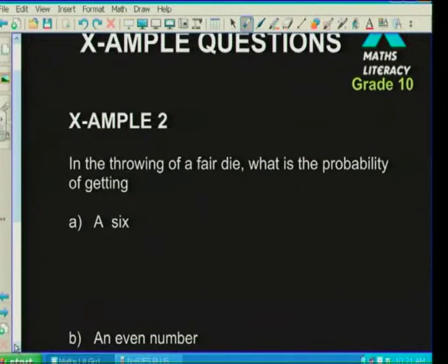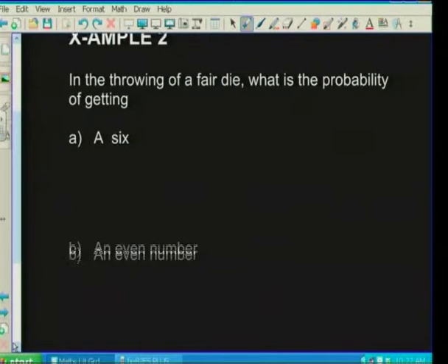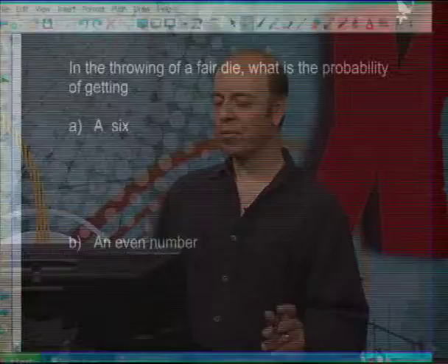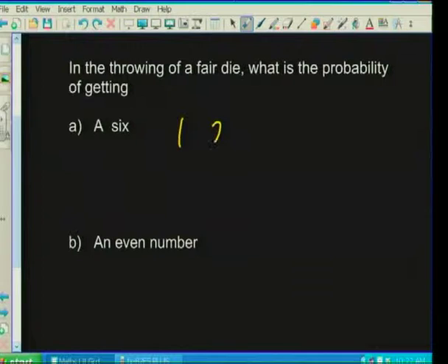Let's have a look now at example number 2. And it says, in the throwing of a fair die, what is the probability of getting a 6? Well, we know that a die has 6 sides, and we can get the values 1, 2, 3, 4, 5, or 6. So there are 6 possible outcomes for this event of throwing the die. What would be the probability of one of those events happening? Well, for each one of them, it's a 1 out of 6 possibility.